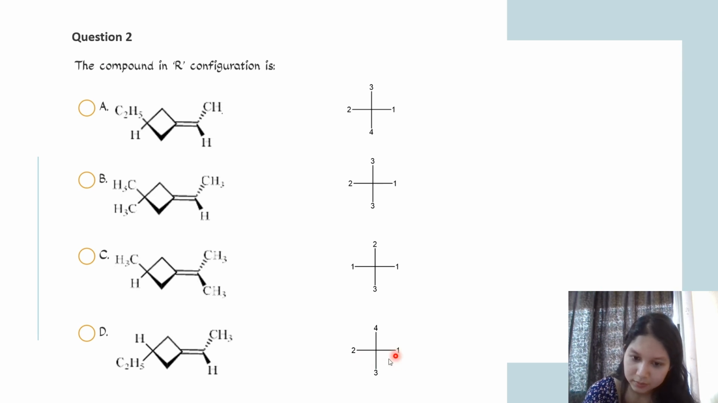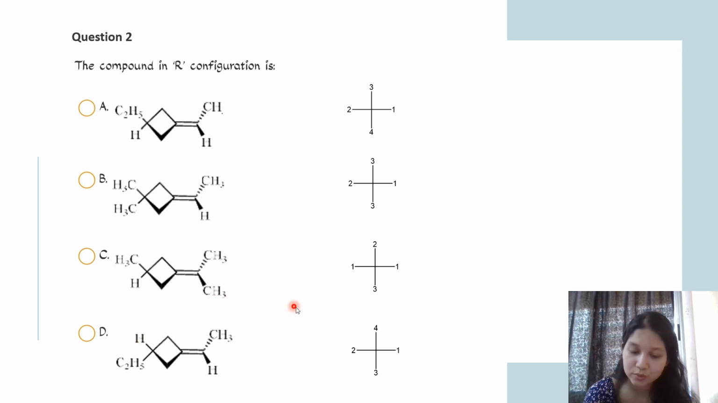1, 2. Done. Let's go back, place our eye and look at the vertical plane. We have in the vertical plane one hydrogen and one ethyl substituent. Hydrogen will be above, ethyl will be below. So the third priority will be below and hydrogen will be above.